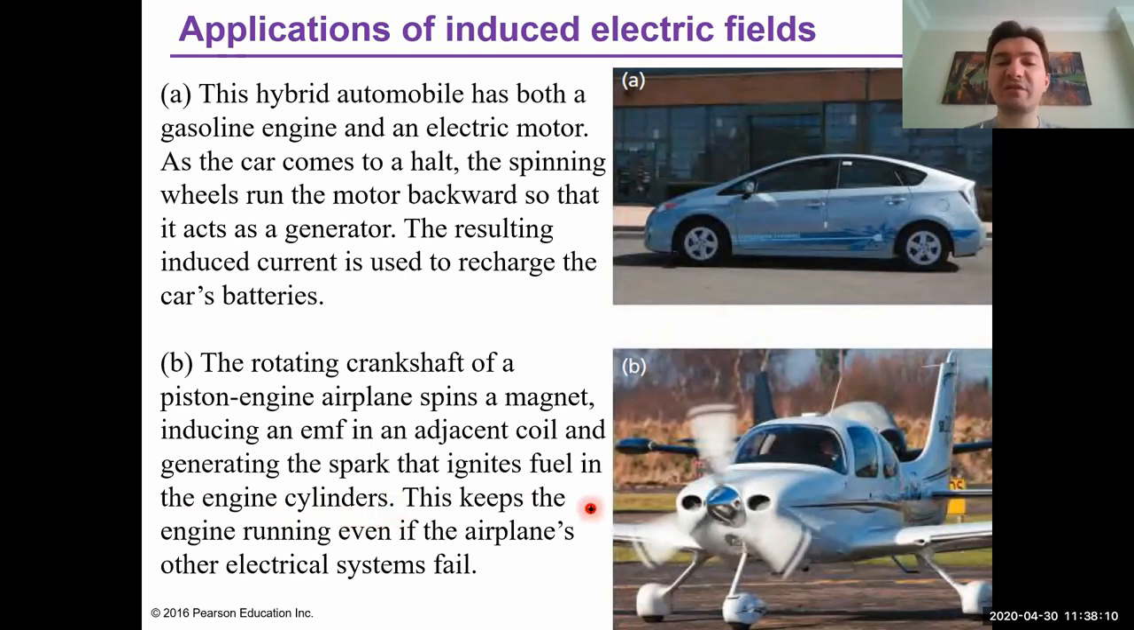So what is the advantage of this? This keeps the engine running even if the airplane's other electrical systems fail. So this is very important. In order to ignite the fuel in the engine cylinders, you need an electrical system. But if this electrical system fails, we have another electric source. This system here produces an EMF, so it can also produce electricity. These are the common applications of induced electric fields in industry.